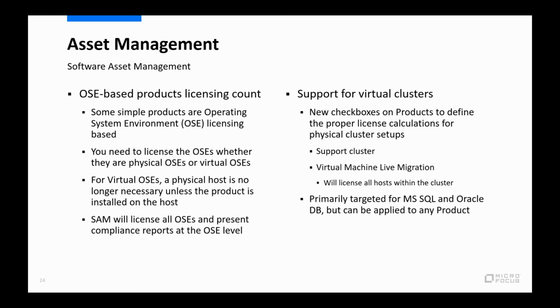A couple other changes to note here in software asset management. We made some changes to support operating system environment-based licensing, so simple products that are licensed by OSE. The rules typically are that you need to have licenses for those operating system environments, whether they're physical or virtual. Previously, we rolled them up under the physical host, so you could see the total number of licenses used on that physical host. But with this change, we actually break it out.